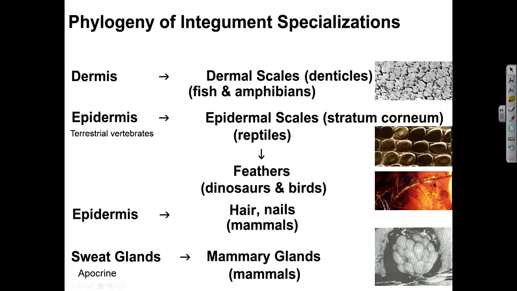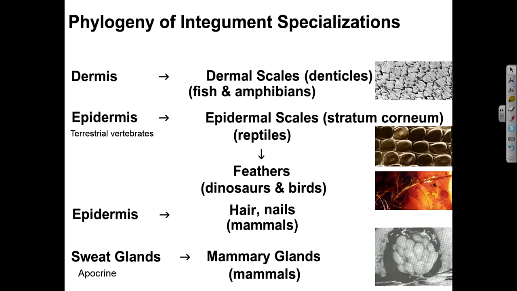Some of them are really, really small. Like if you feel the surface of a shark, it feels like sandpaper, they're just super small scales. But if you do a cross-section through one of these scales, you'll see that it has the same structure as teeth. It's got enamel and dentin on the inside. That's why these dermal scales are called denticles. So you can imagine that that's where the evolution of teeth came from.